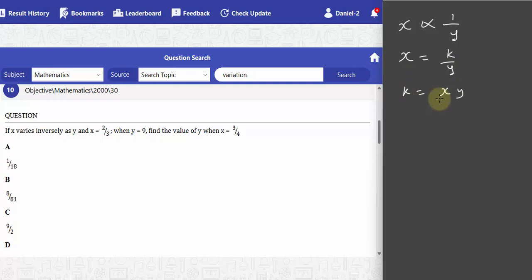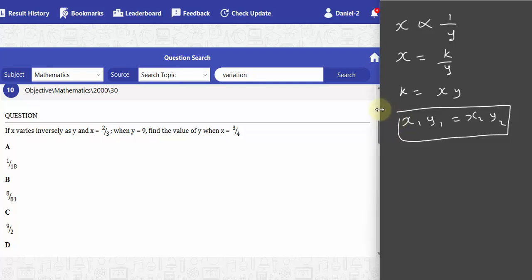That's it. Then another tip I need to give you is this. If you want to avoid getting the value of k, you can go this route. You can just say x1 times y1 equals x2 times y2. If you use this formula, you'll be able to get any of the x or y, given that you know the other. I'm going to explain that later. Let's look for the value of k, then I will explain using this other method.